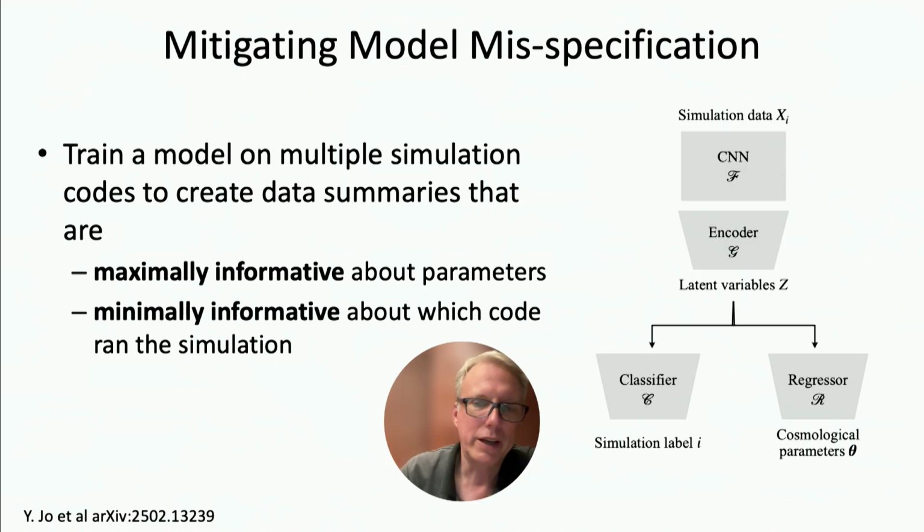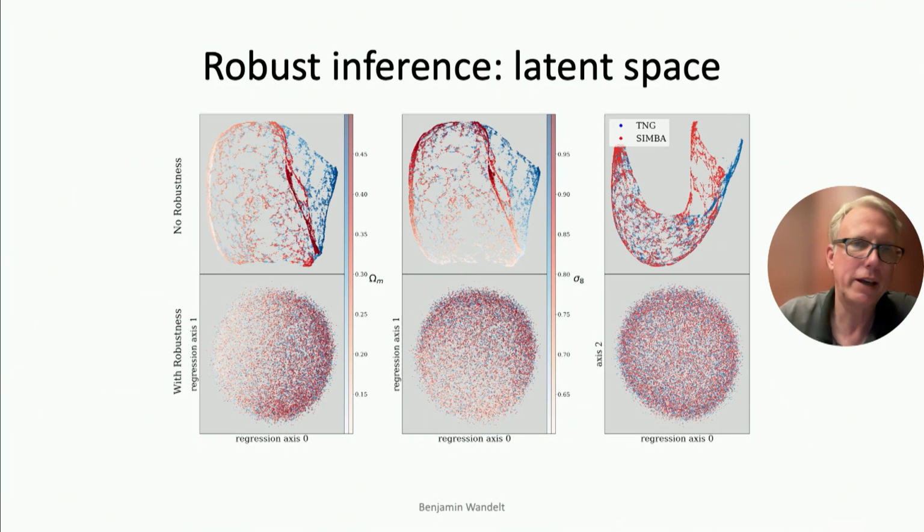Well, one idea is to think of the universe as some code that we don't have access to. We only have access to the result. But then we can take the codes that we do have access to and try to guard against exactly the same effect. So we can, for example, train on multiple codes in such a way that the extraction of information becomes agnostic to which code actually ran the simulation.